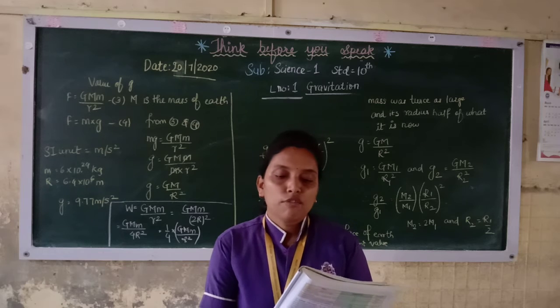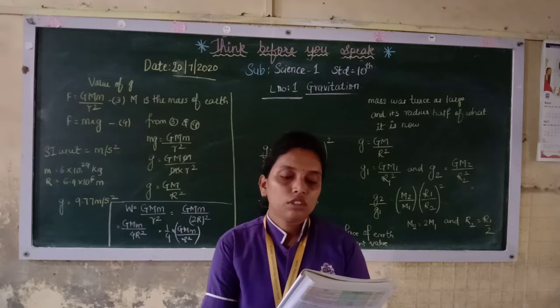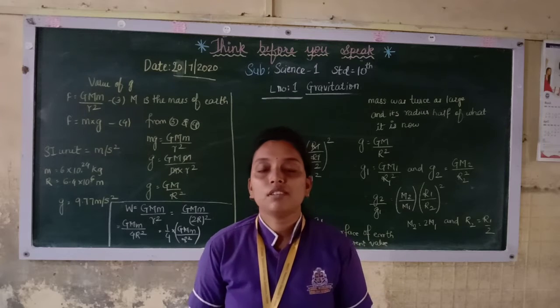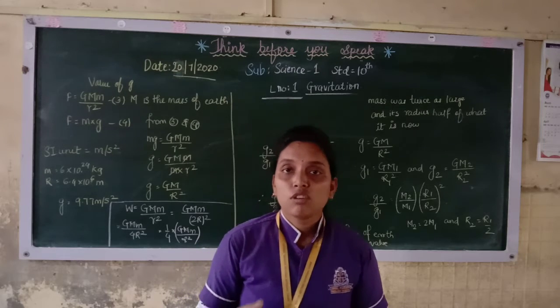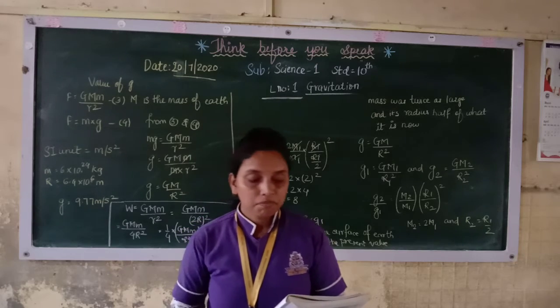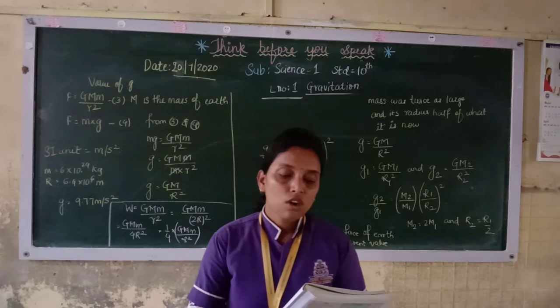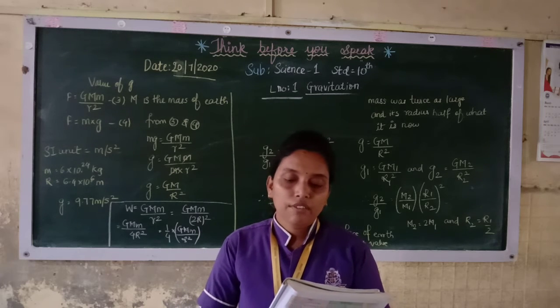As the gravitational force on any object due to the earth is directed towards the center of the earth, the direction of acceleration due to gravity is also directed towards the center of the earth. So always remember that the direction of acceleration due to gravity is also to the center of the earth, that is vertically downwards.